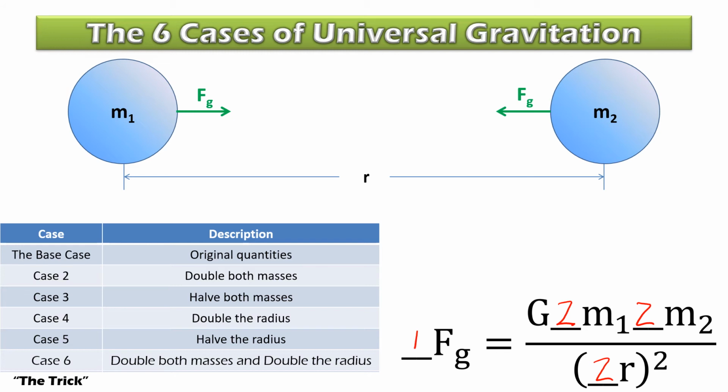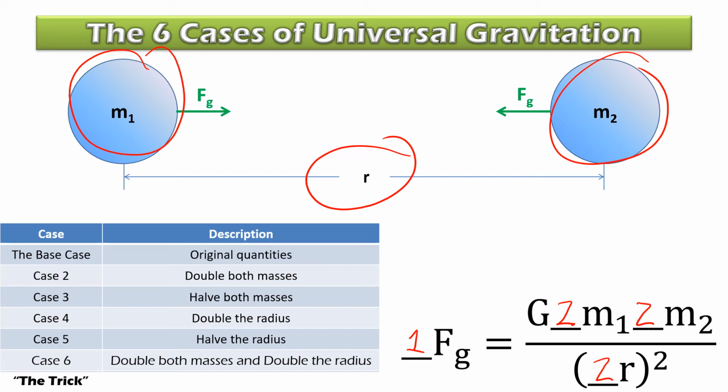This is the trick because it actually doesn't change the weight. If you double the masses, that's going to cause Fg to go up. But if you increase the distance between them, if you double the radius, that's going to cause Fg to go down. So the two kind of cancel each other out, and you're left with the same weight. Oh man, that's really tricky. But do you know what's really even trickier than that?